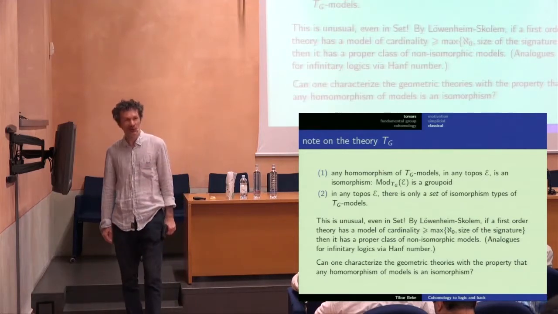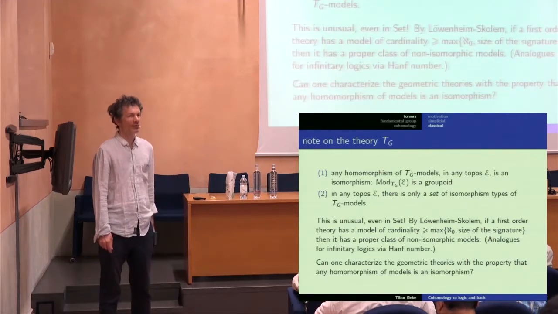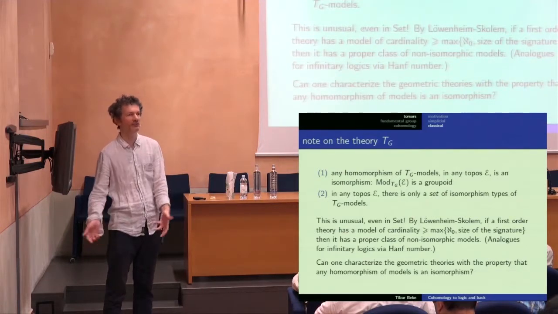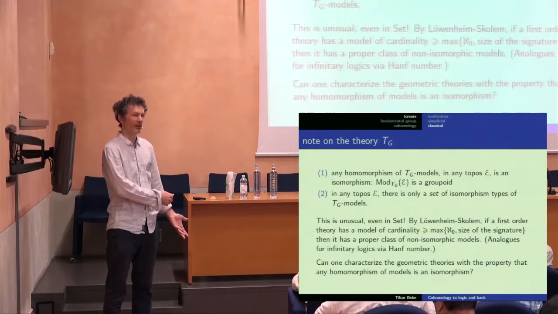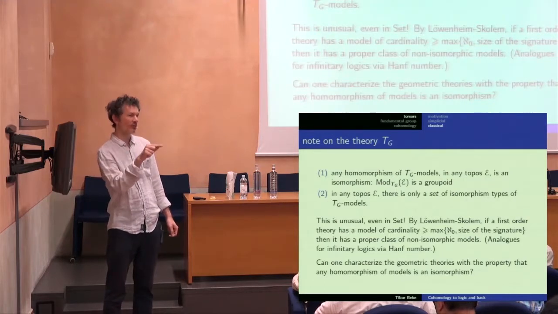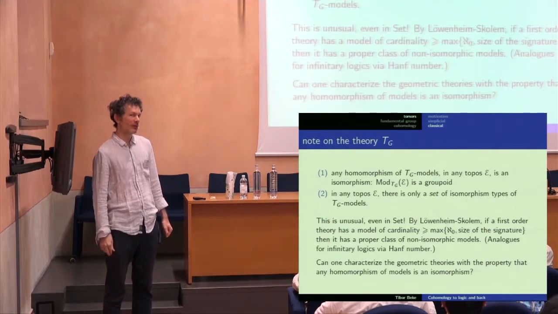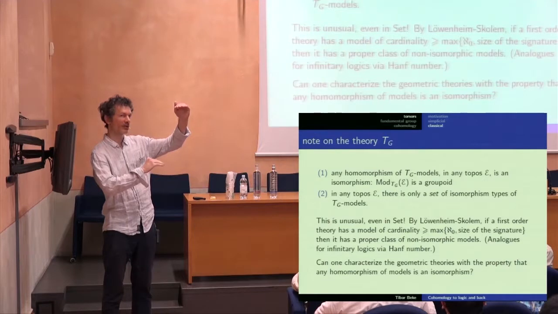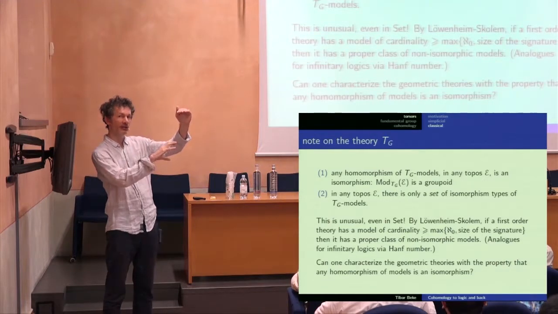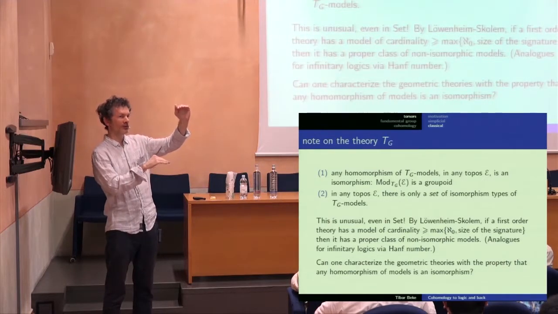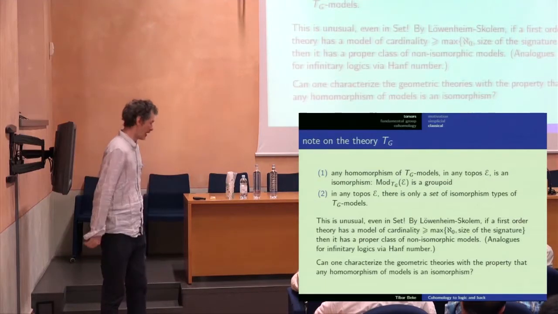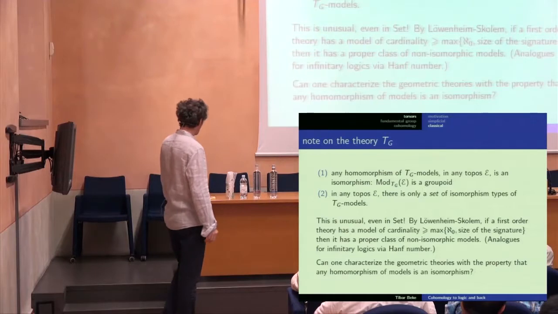I want to say this is unusual. Think about your favorite first-order theory. I know, Peano arithmetic, sets, some universal algebra. Every single homomorphism of models is an isomorphism. I mean, how often does that happen? Because in first-order logic, if you have a model, you can always enlarge it using compactness. You can have an elementary embedding into a properly larger model. So for sure, that's not an isomorphism. And in fact, you can have a proper class of models.